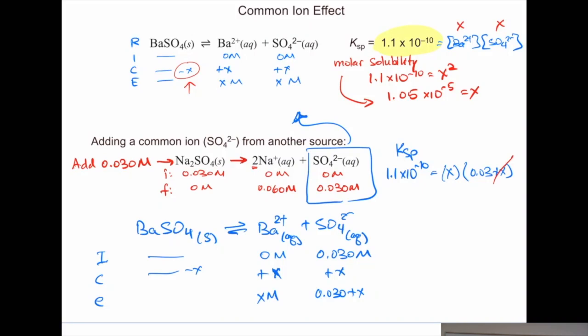Because now we have 1.1 times 10 to the minus 10th is equal to 0.03x. So x is now equal to 1.1 times 10 to the minus 10th divided by 0.03, which is equal to, it looks like, 4 times 10 to the minus 9.